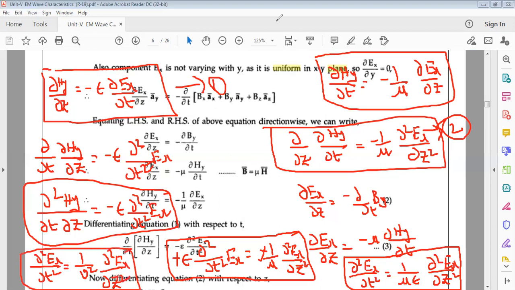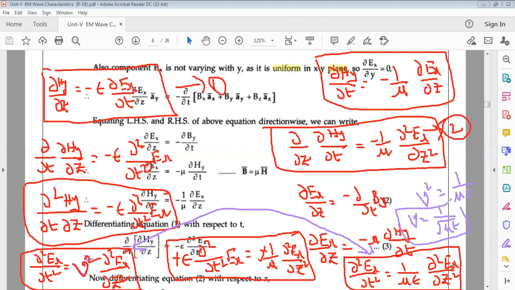So after comparing these two functions, see what v squared is equal to. It is not 1 by v squared, my students. So v squared is equal to 1 by mu epsilon, and v is equal to 1 by under root of mu epsilon. The velocity of propagation, not the potential, my dear students, it is the propagation velocity: v is equal to 1 by under root of mu epsilon.